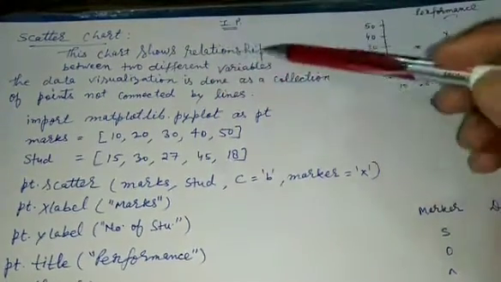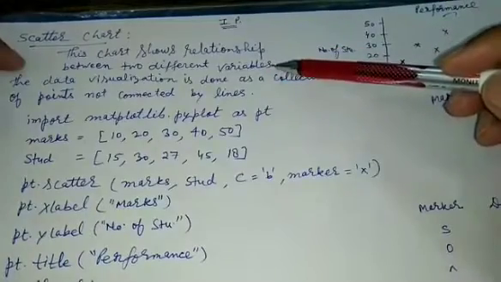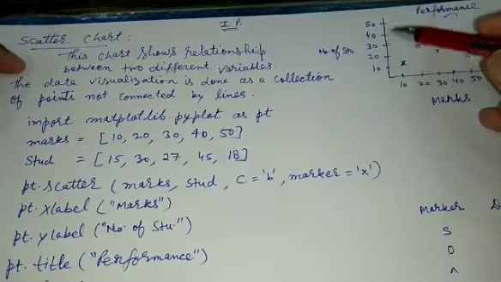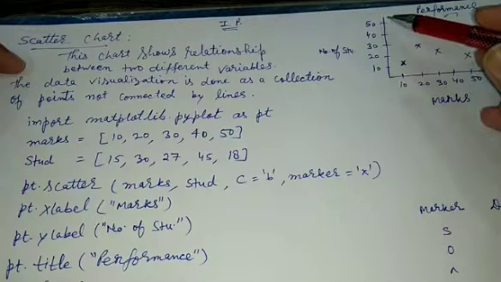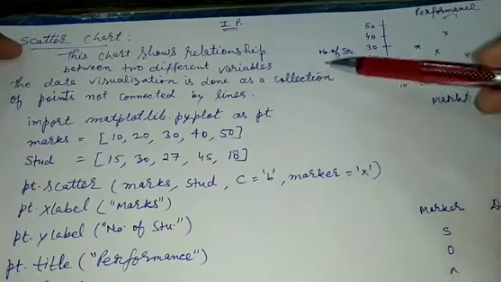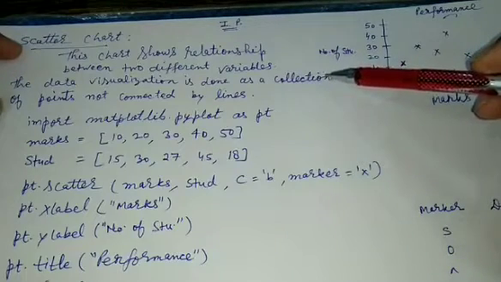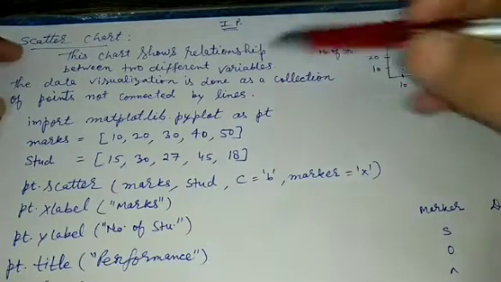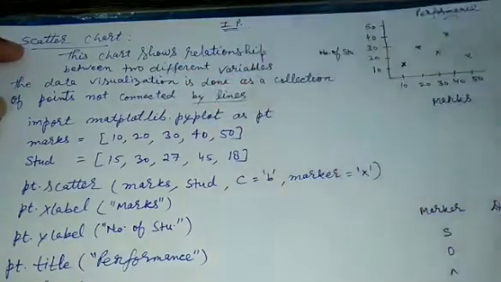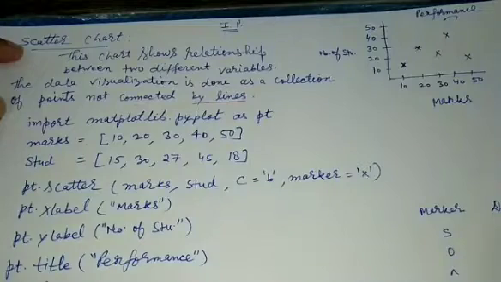This chart shows the relationship between two different variables, one along the x-axis and the other along the y-axis. The data visualization is done as a collection of points not connected by lines, as I previously told you that these points are not connected through a line, and this type of chart is called a scatter chart. So how to draw this chart in Python?